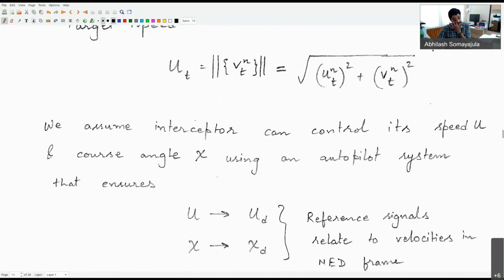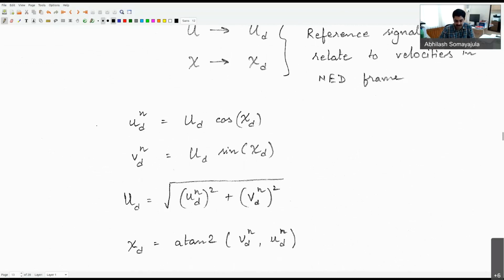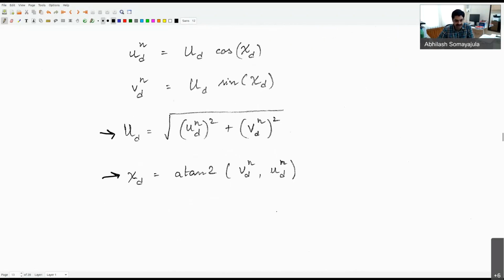We also assume that the interceptor has a good enough controller that can control its speed and course angle using an autopilot system, which means that given a particular desired speed and a desired course angle, the control system is robust enough to make that happen. In which case we can say that the craft's desired velocities along the x and y directions are nothing but u times cosine of chi_d, and u times sine of chi_d. Similarly, I can convert back from u desired and v desired into the actual total speed and the course angle using the atan2 function, which we have seen before.